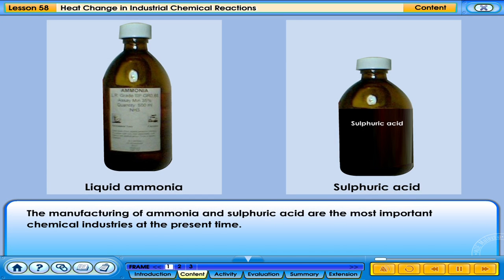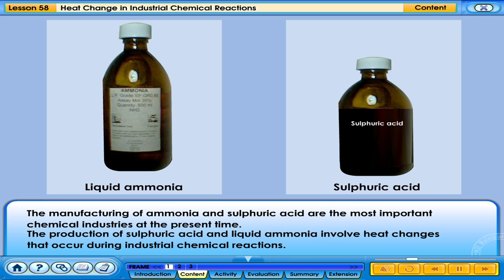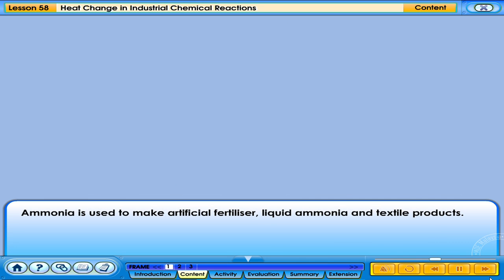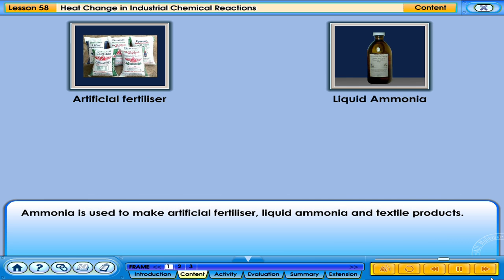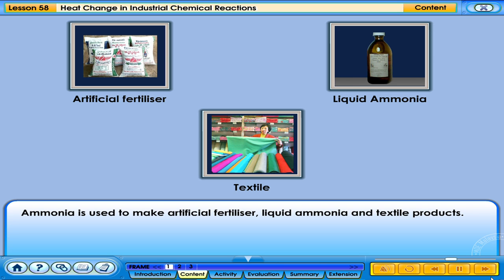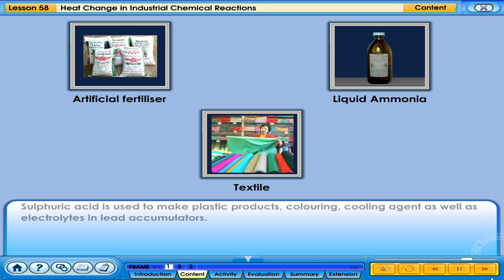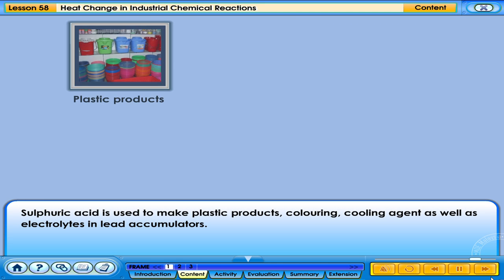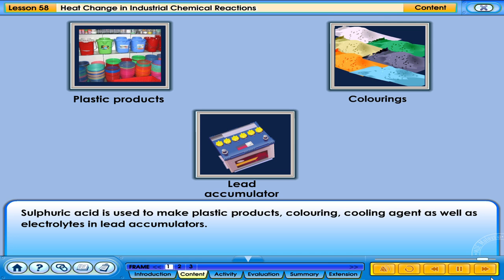The manufacturing of ammonia and sulfuric acid are the most important chemical industries at the present time. The production of sulfuric acid and liquid ammonia involves heat changes that occur during industrial chemical reactions. Ammonia is used to make artificial fertilizer, liquid ammonia, and textile products. Sulfuric acid is used to make plastic products, coloring, cooling agent, as well as electrolytes in lead accumulators.